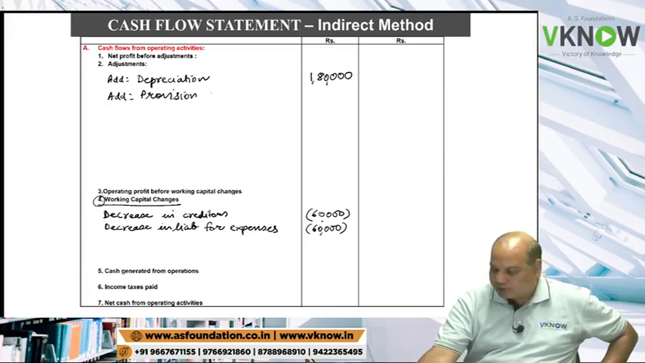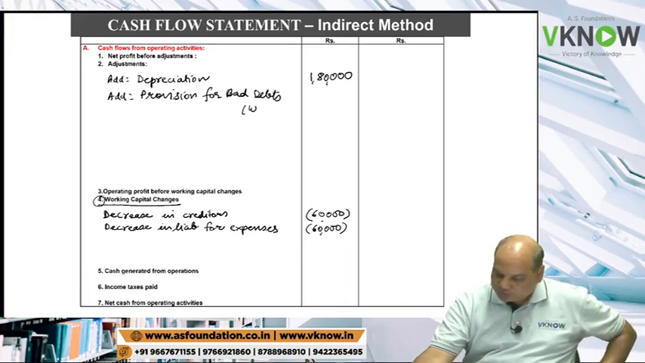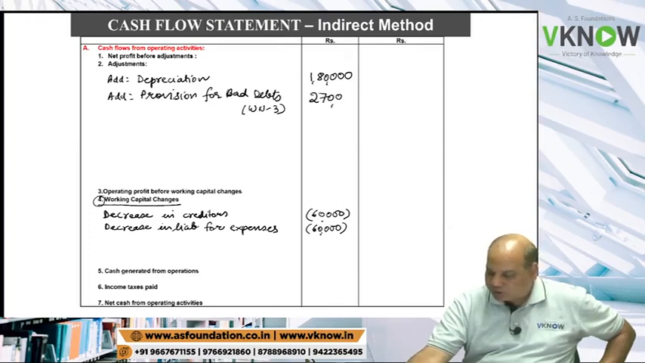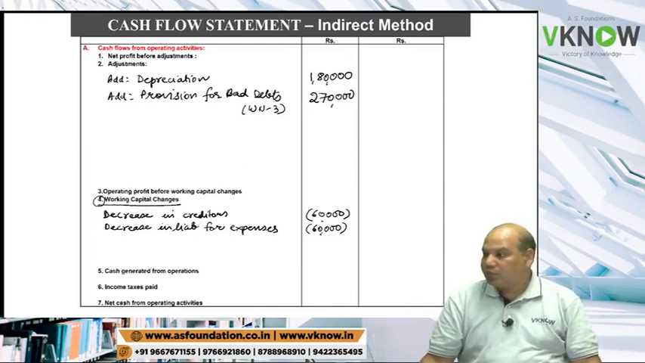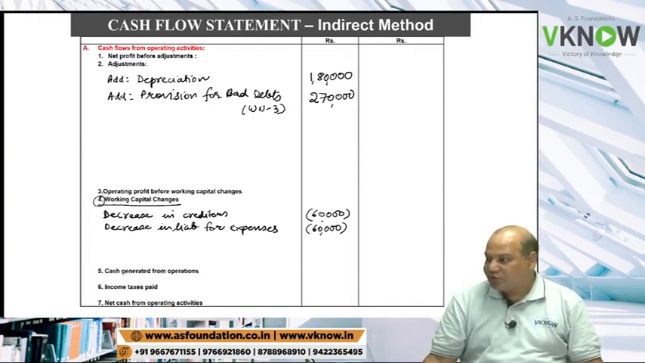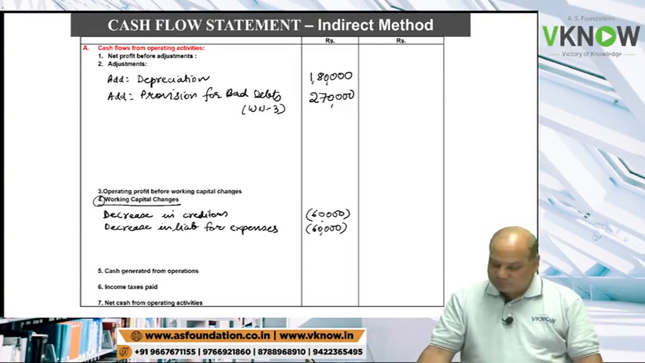We will add back provision for bad debts. Working note number 3, amount is 2,70,000. Venu Gopal is right. Jain is right. Tanya is right. Bansode is right.